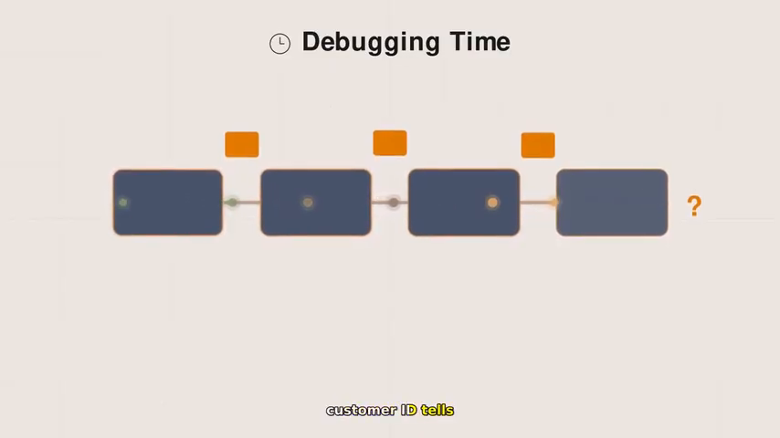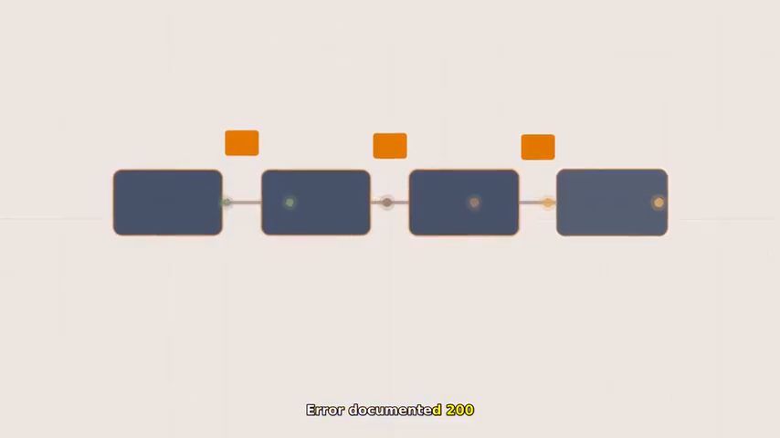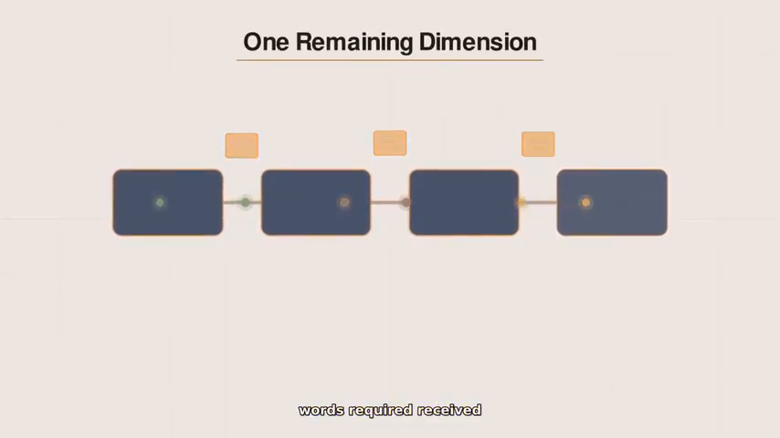The file customer ID error tells you exactly what failed and why. Error: document 200 words required, received 47. That tells you the input constraint that wasn't met. Specific error signals dramatically reduce debugging time.